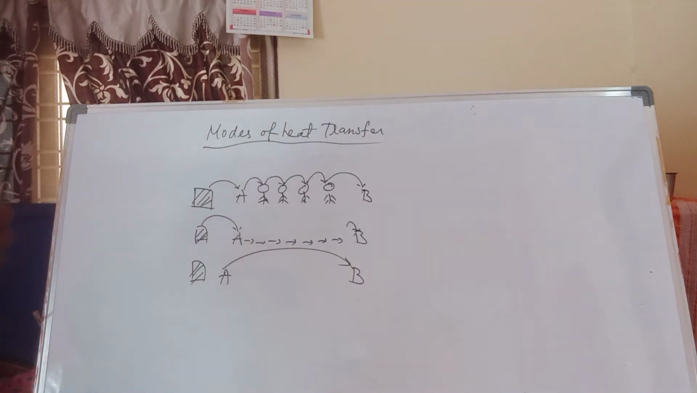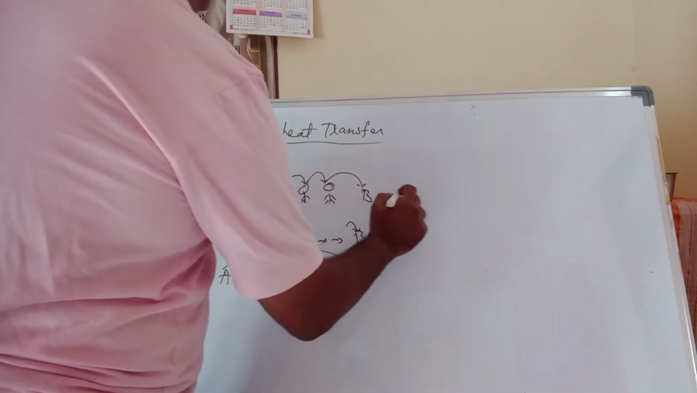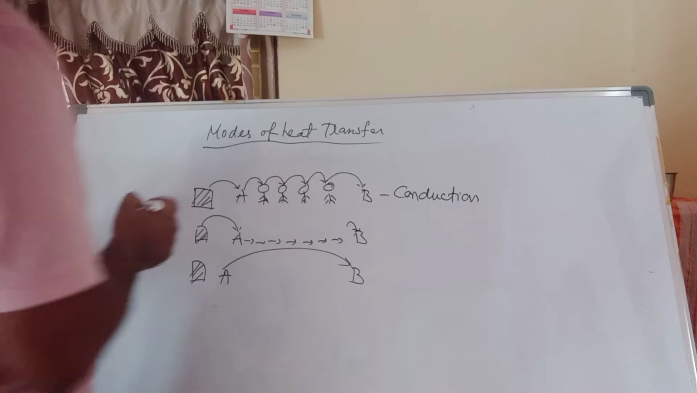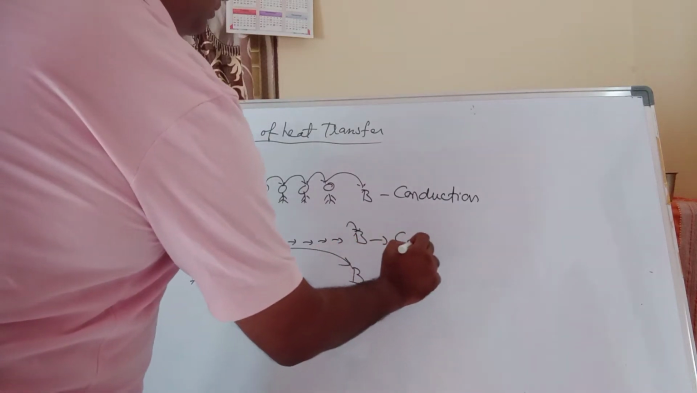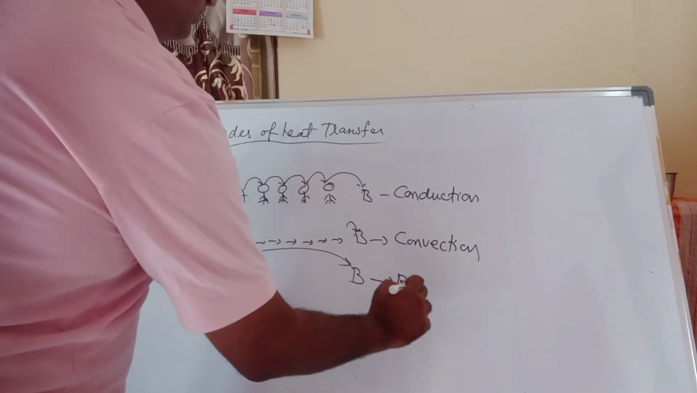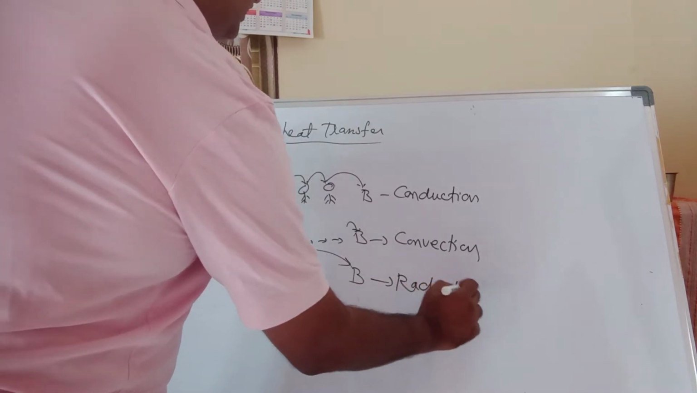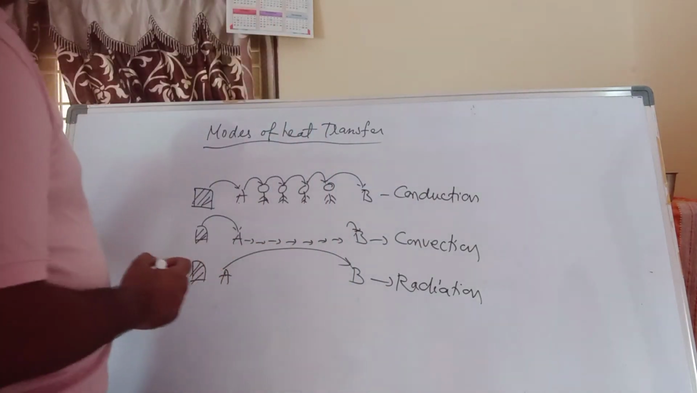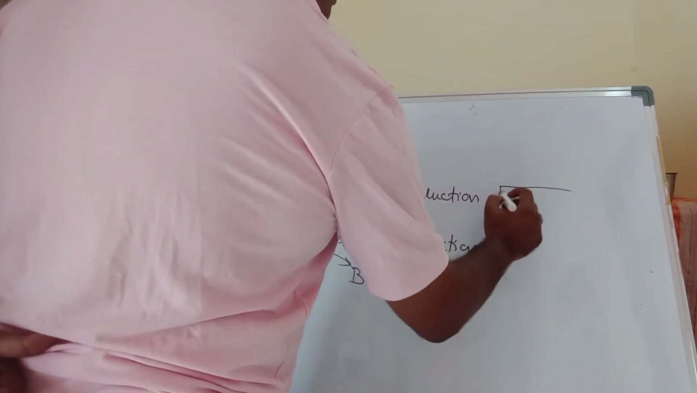In the language of heat transfer, this is called conduction. This is called convection. And this is called radiation. Alright. So here what happens is, in conduction, suppose you take an iron rod.